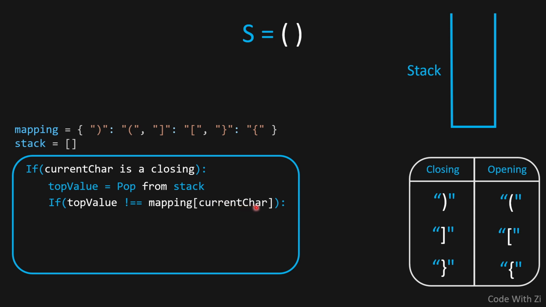So we're gonna give the closing symbol to our map and get its opening symbol. So for example, if this is a closing parenthesis, we're gonna get its opening form, and we're gonna ask, is what we have in our top value not equal to what it actually should be? If that's the case, return false.